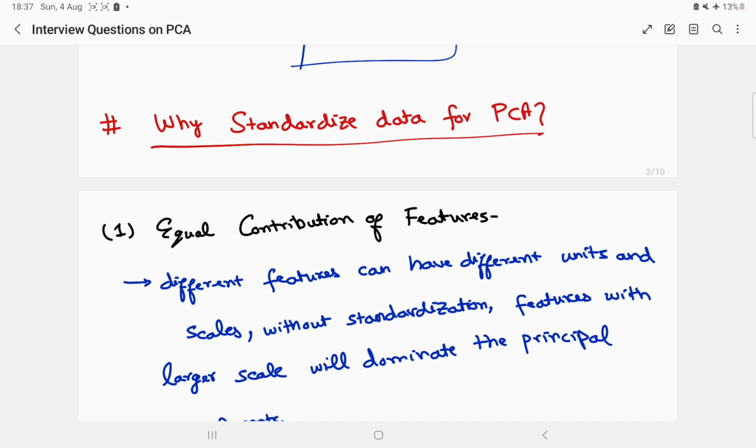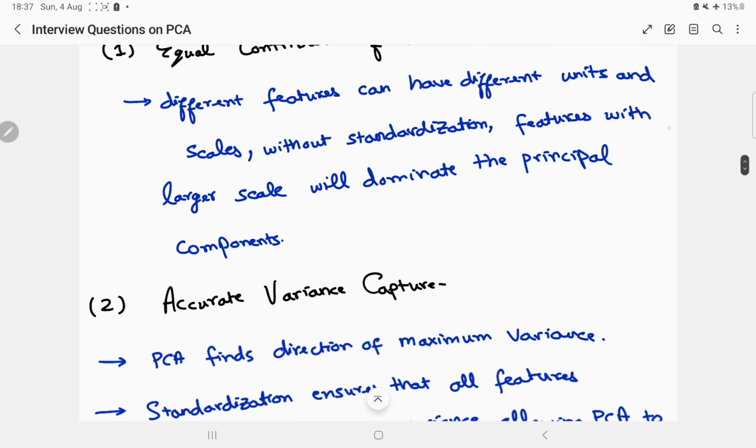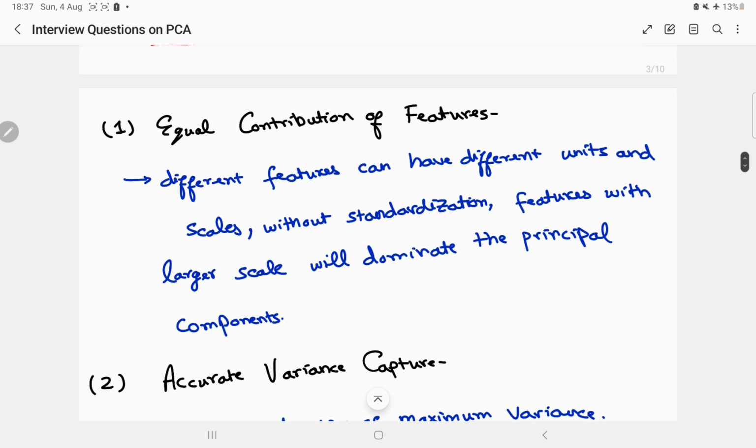So there are multiple reasons to that. The first reason could be the equal contribution of features. Different features in your data can have different units and scales, and without standardization, features with larger scale will dominate the principal components, and that will not be good, right? So that is the first reason why you should standardize your data before applying PCA.